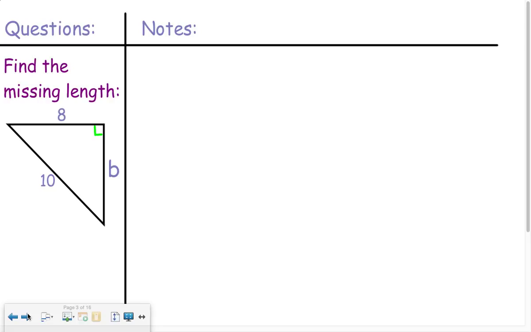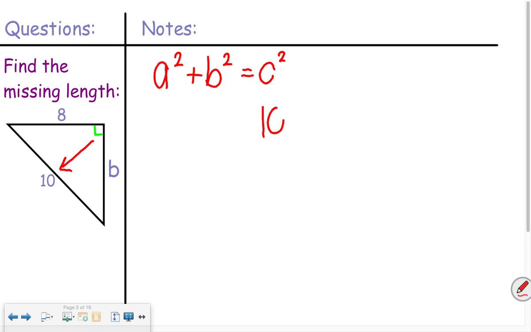Second example, find the missing side length once again. So write down my formula, A squared plus B squared equals C squared. And I'm going to go to my triangle and find my hypotenuse first. So go to the right angle. What's across from it is 10. So I'm going to plug 10 in under C. So that means my legs are 8 and B. So I'll plug 8 in for A. And we are solving for B this time. So it'll be a little different than when we solved for C in the last problem.